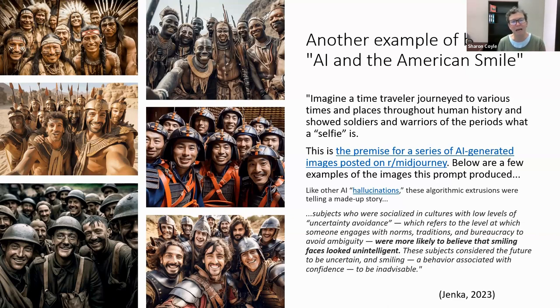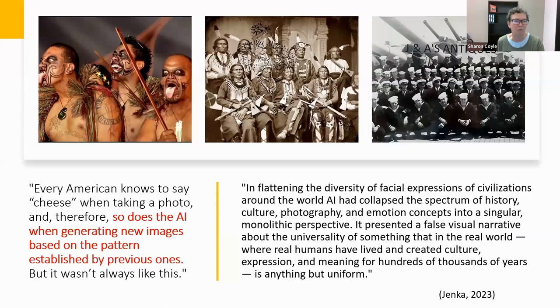So the problem with that is that the AI is making this up. This is not how it would look. In fact, if you go back to real images from different time periods, they don't look like that at all. People are not smiling like that. Every American knows how to say cheese when taking a photo. So does the AI when generating new images based on patterns established by the previous ones. But it wasn't always like that.